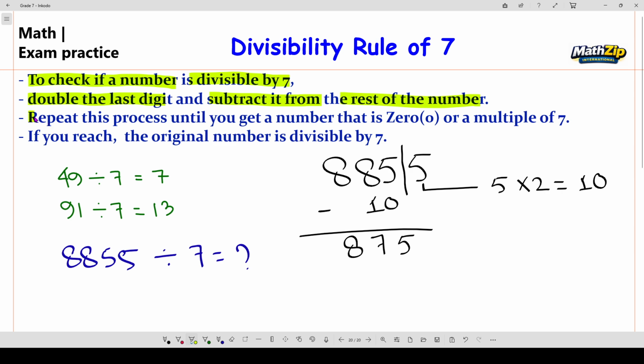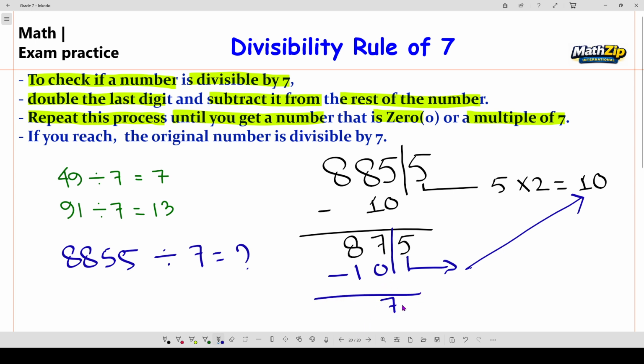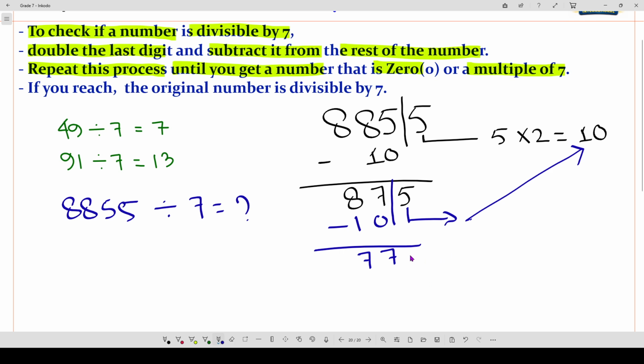So look, repeat this process until you get a number that is 0 or a multiple of 7. So repeat this thing. Same thing, this is a 5. Once you double it, it will be 10. So minus 10 from the rest of the number, it means 8 and 7, this part out. So 7 minus 0, it's a 7. 8 minus 1, it's a 7. So very easily we understand this 77 is divisible by 7. The result is 11. So we can say 8855 is divisible by 7.